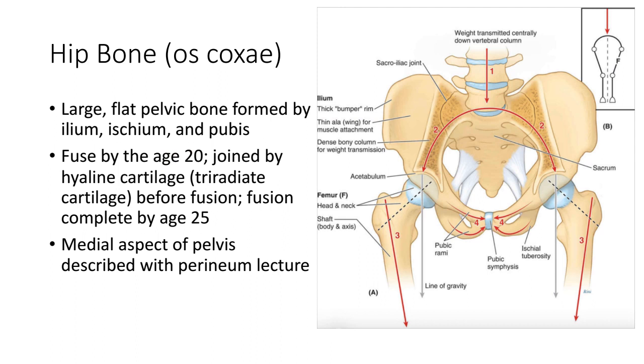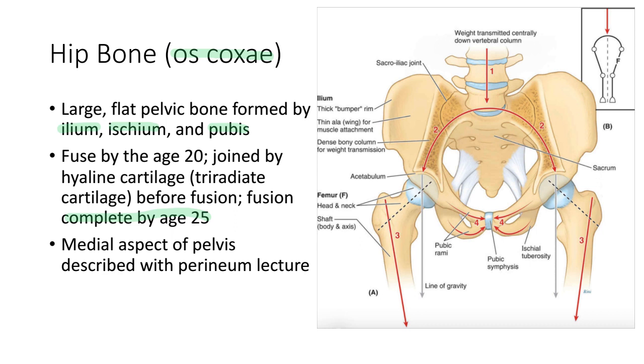The hip bone is also called the os coxae. It's made up of 2 coxal bones. Each coxal bone is made up of 3 separate bones, the ilium, ischium, and pubis. Those 3 bones originally are joined by a hyaline cartilage, and then they fuse. They start to fuse at about age 20, and they're completely fused by the age of 25.